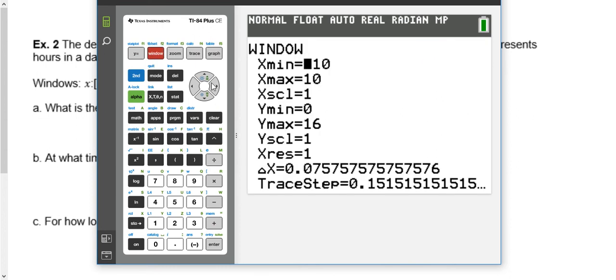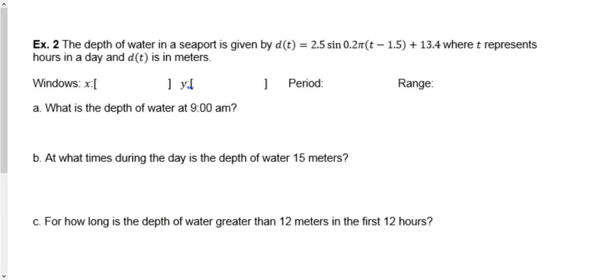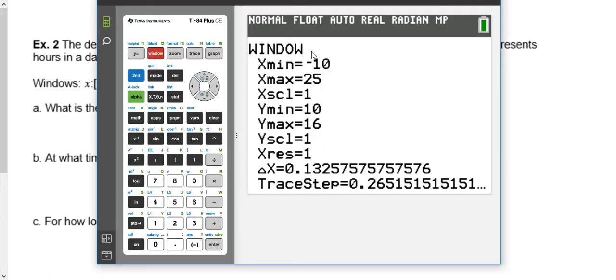So again, I'm just going to change my window setting here. Let's go to something like 25 there. And our minimum value, we really don't need 0. I'm just going to go to 10, and there you go. That looks a bit more filled out on our screen, and that's perfectly fine. However you want to do it, as long as you can see something on your screen, you're good.